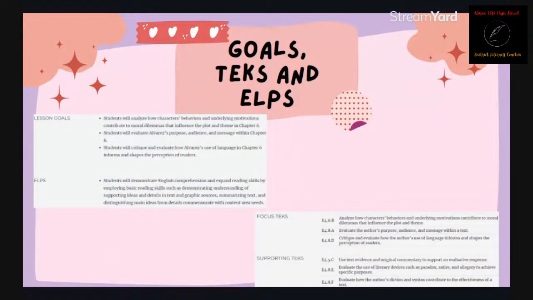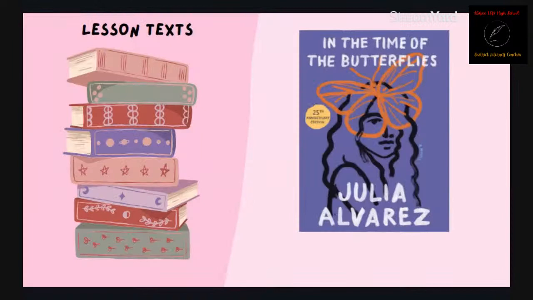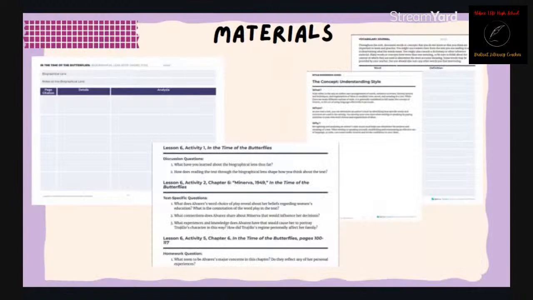They will evaluate Alvarez's purpose, audience, and message within Chapter 6, and critique and evaluate how Alvarez's use of language in Chapter 6 informs and shapes the perception of readers. The text for this lesson is In the Time of the Butterflies. The materials are the Biographical Lens Note-Taking Tool, Vocabulary Journal, Style Reference Guide, and Section 2 Question Set.